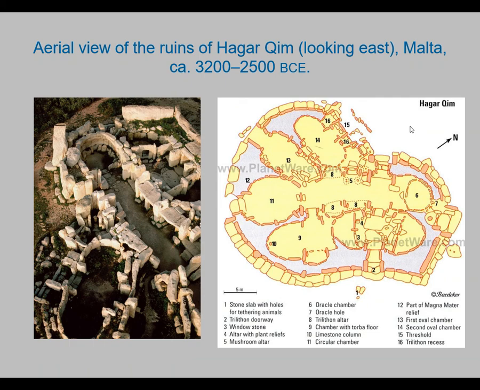We'll go over to Hagar Qim. This is an aerial view of the structure. Another sort of monument, we can call it, I guess. This is most likely for some ritualistic purpose. It has all these chambers.